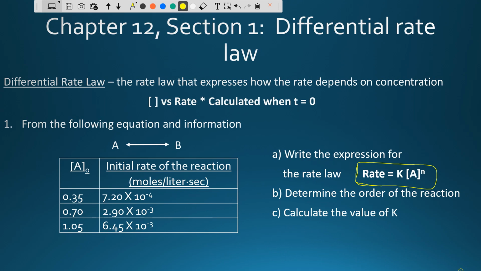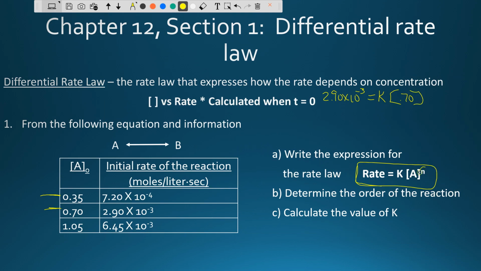Now we want to know the order of this reaction, and by that we just take our values and plug in what we're seeing. So let's take a look at some values here. Let's compare this second step to the very first step. If I do that, notice that I take my rate itself, 2.90 times 10 to the negative third. That will equal my K value times its concentration. At that 2.90, the concentration was 0.70.